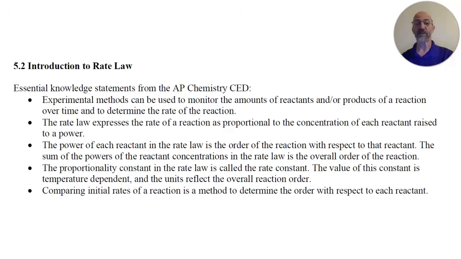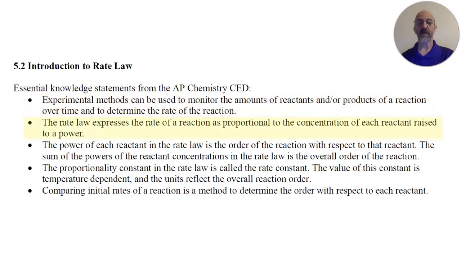So now it's time to move on to the review for topic 5.2, Introduction to Rate Law. Here are some essential knowledge statements from the AP Chemistry course and exam description. Experimental methods can be used to monitor the amounts of reactants and/or products of a reaction over time and to determine the rate of the reaction.